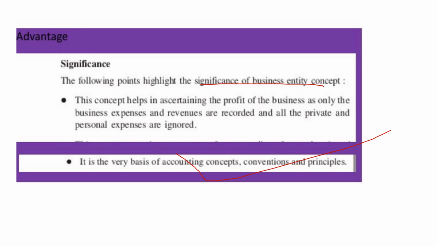So that is why this concept helps in ascertaining the true picture of the profitability of the business, because only the business expenses and revenues are recorded in the books of accounts, not the private transactions of the owner.